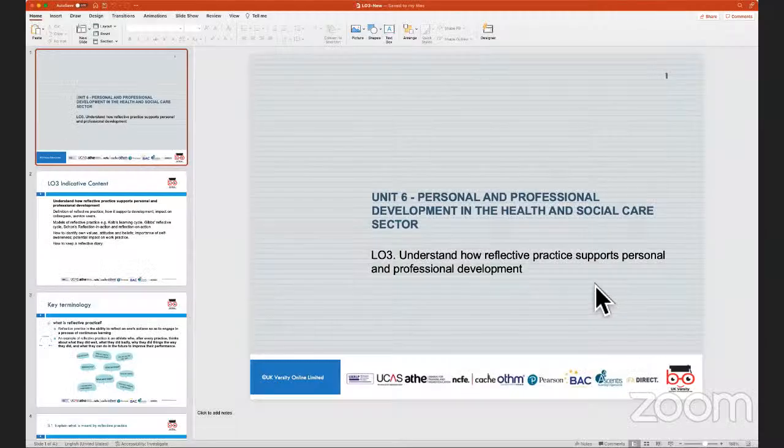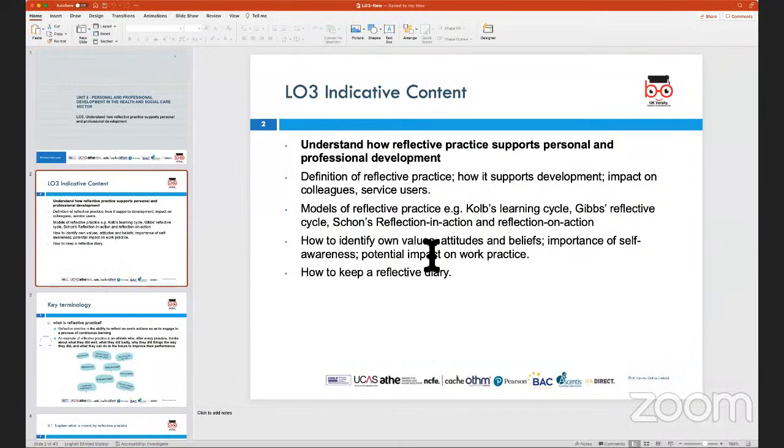And if I switch over to the presentation, the indicative content talks about the definition of reflective practice. It talks about the models of reflective practice, the theoretical models that we need to discuss, and then how we identify our own values, attitudes, and beliefs when we look at providing healthcare services. For example, if I work as a nurse, a healthcare assistant, or a healthcare professional in this sector, then how do my values, attitudes, and beliefs help me in delivering the roles and responsibilities I have when working within a particular organization?